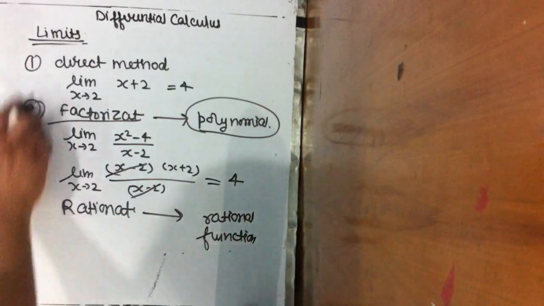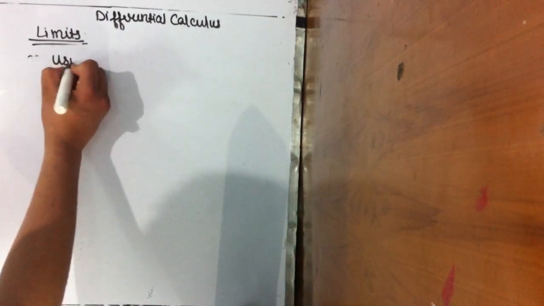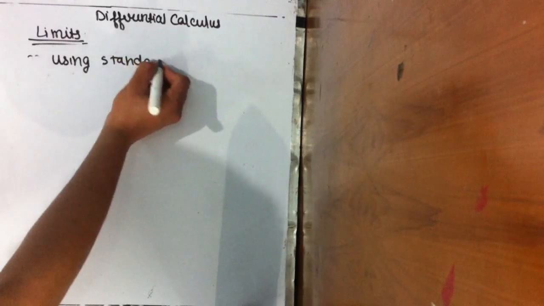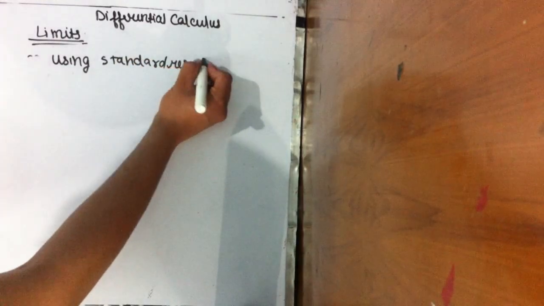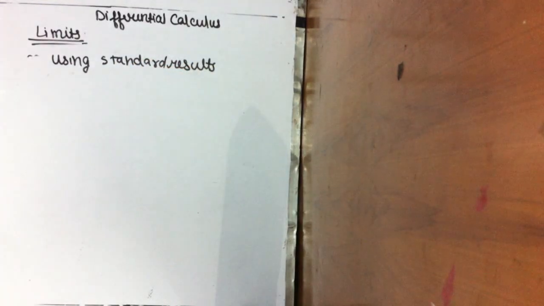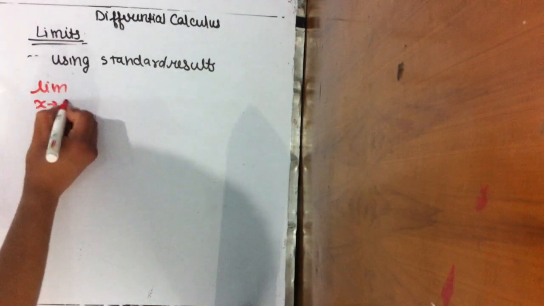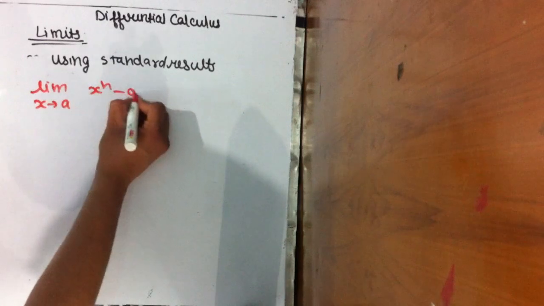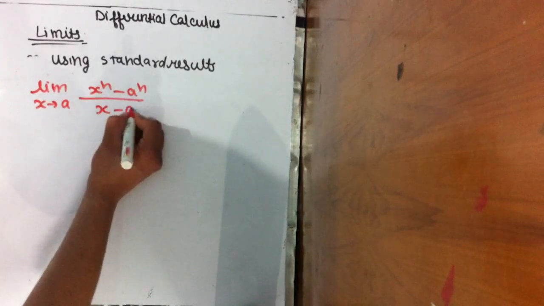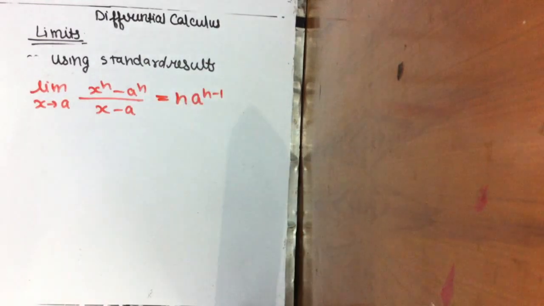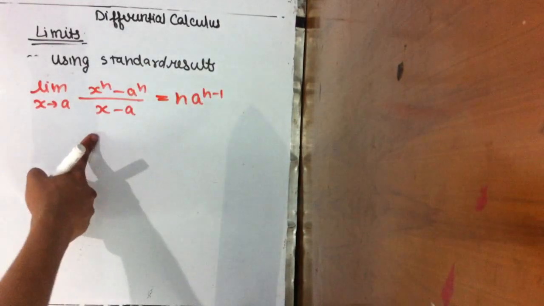The next method is using standard results. Now let's see some standard results. Limit x approaches a, x to the power n minus a to the power n divided by x minus a is equivalent to n a to the power n minus 1. This is a standard result that we can directly use in the question.